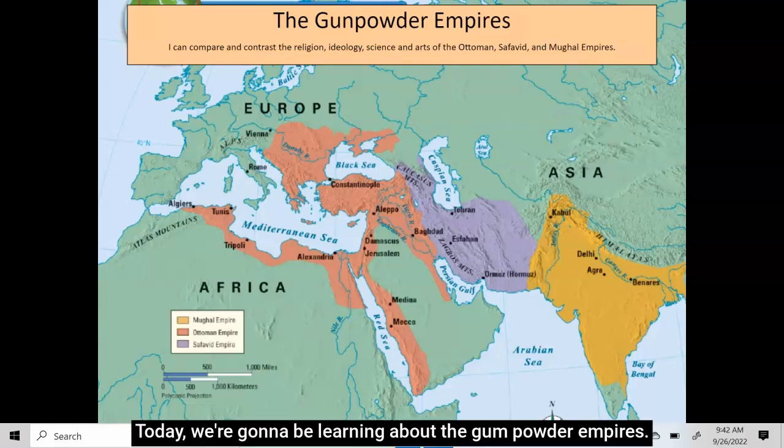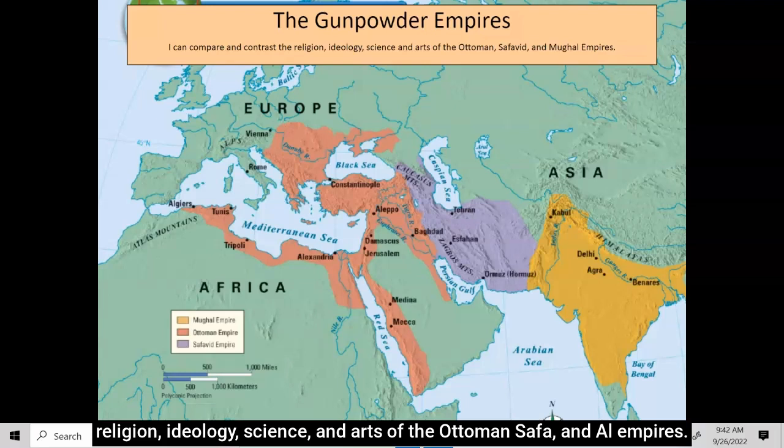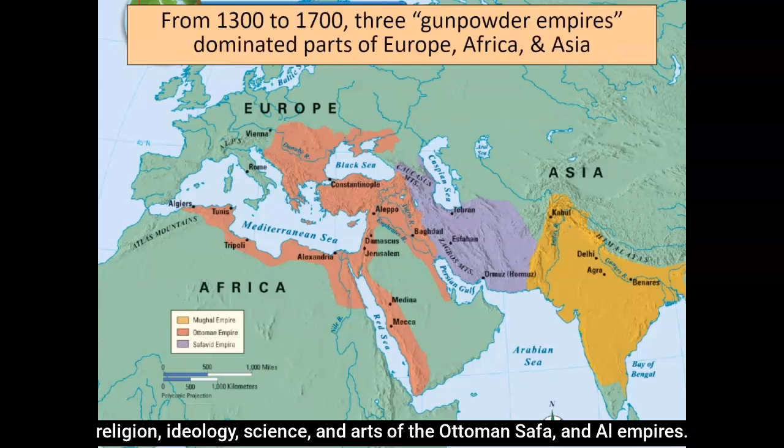Today we're going to be learning about the gunpowder empires. At the end of today's lesson, you should be able to compare and contrast the religion, ideology, science, and arts of the Ottoman, Safavid, and Mughal empires.